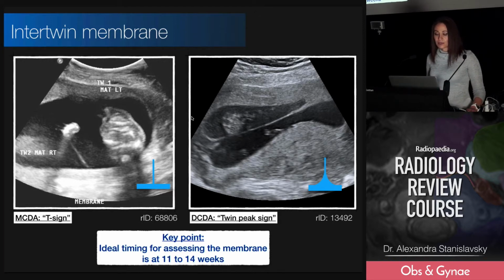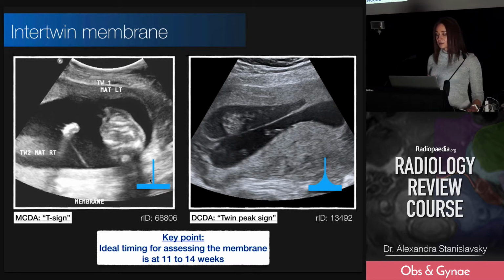And to be able to establish that that's what it is, we really need to look at its margins and look for its connection to the border, where it's not going to be thickened at any point and it's going to hit this T intersection. So that's the T sign of a monochorionic diamniotic pregnancy.